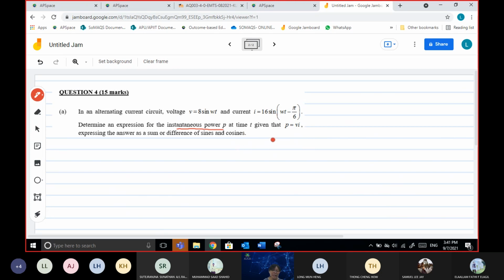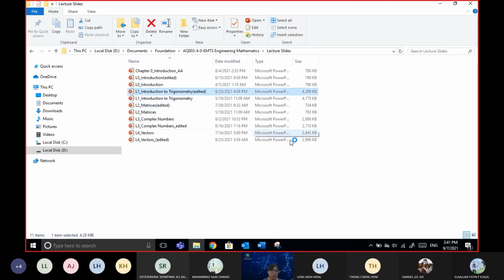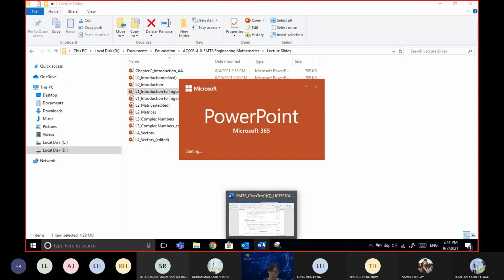You may not really know what is meant by instantaneous power. But can you see what they ask you to solve? They already give you P equals VI. You have a V, you have an I. Then you just need to express P as a sum or difference of sines and cosines. I'm not sure whether you can still remember when we did the trigonometry. I have discussed questions before, and it's also in your tutorial question.